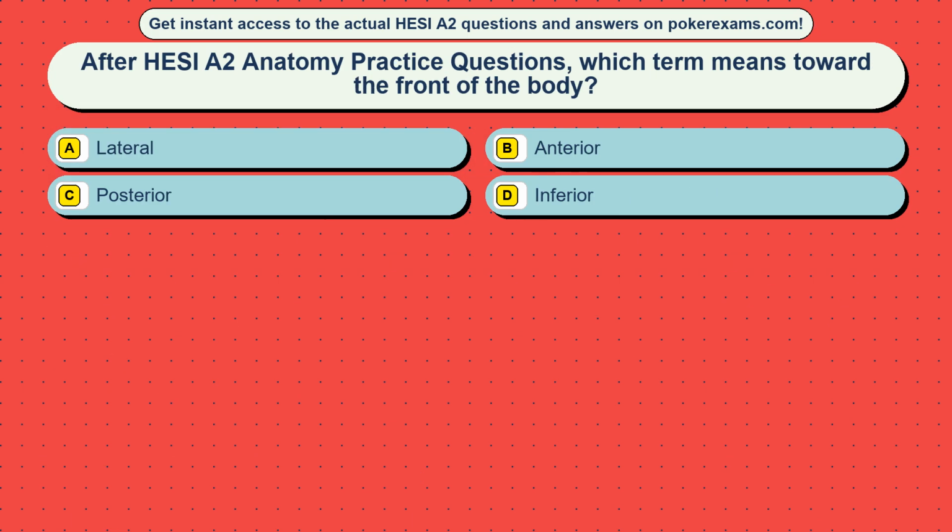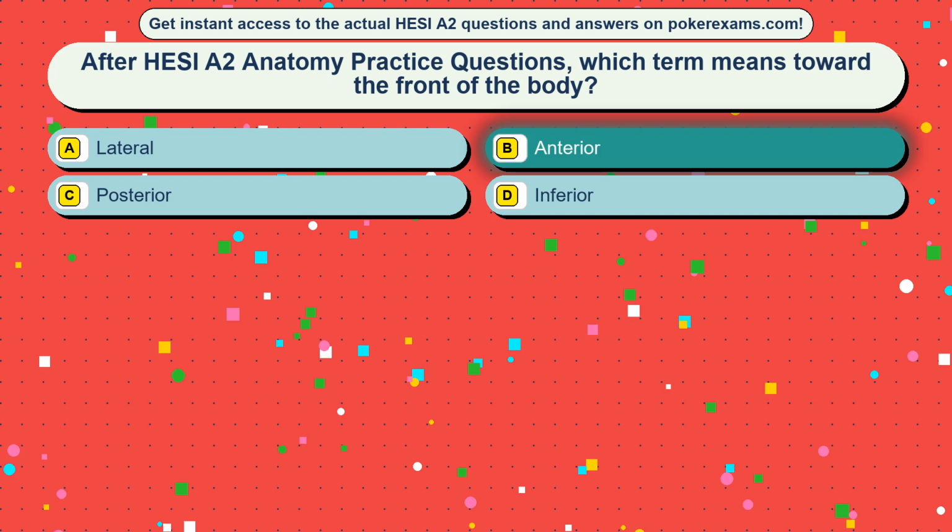Question 16. After HESI A2 anatomy practice questions, which term means toward the front of the body? Option A, lateral. Option B, anterior. Option C, posterior. Option D, inferior. The correct answer is option B, anterior.